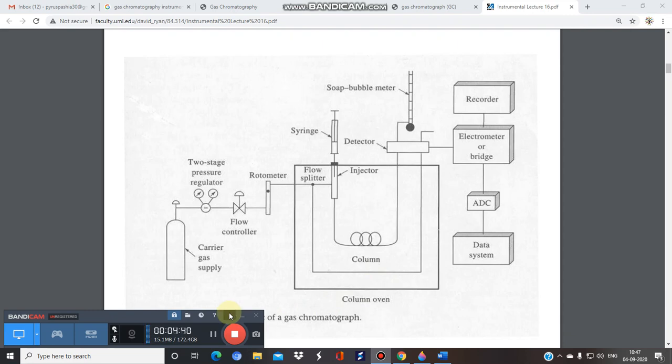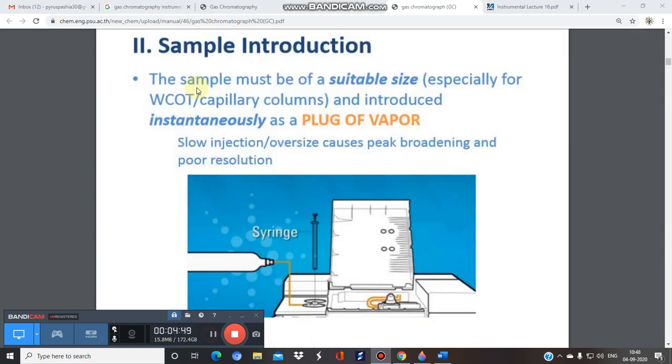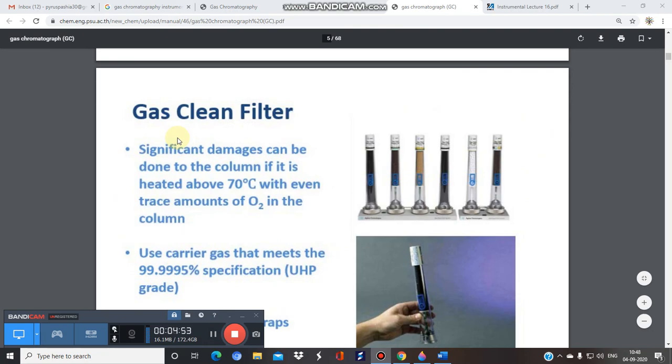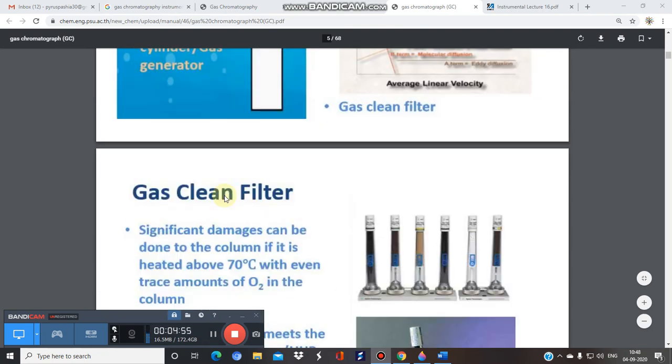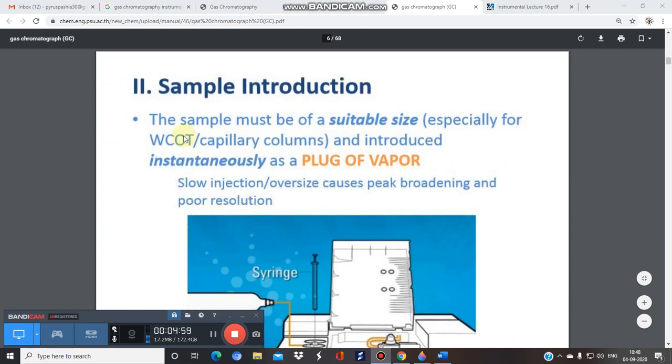So let's see how it works. First is the carrier gas system. Yes, we use helium, nitrogen or hydrogen gas as the carrier gas. Next is the sample introduction. After the carrier gas, you have to introduce a sample. In this way, we have different sample introduction systems, and the sample should be of a suitable size.